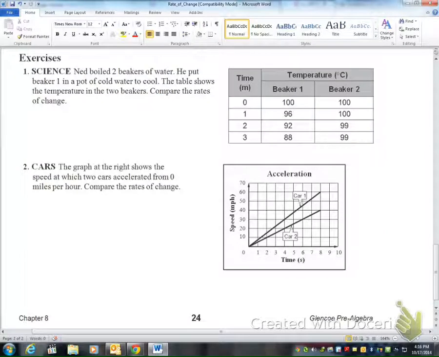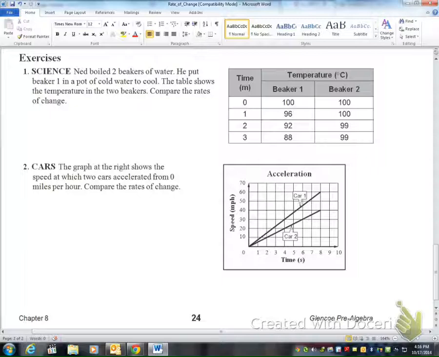Now, if we look at the exercises on this page, again, it's the same thing. We're still looking at rate of change. We're just looking at two rates of change. We're looking, for instance, in example 1, Ned boiled 2 beakers of water. He put 1 beaker in a pot of cold water to cool, and then he compared the temperatures of the 2 beakers to see how much faster the one that's in the cold water would cool off.